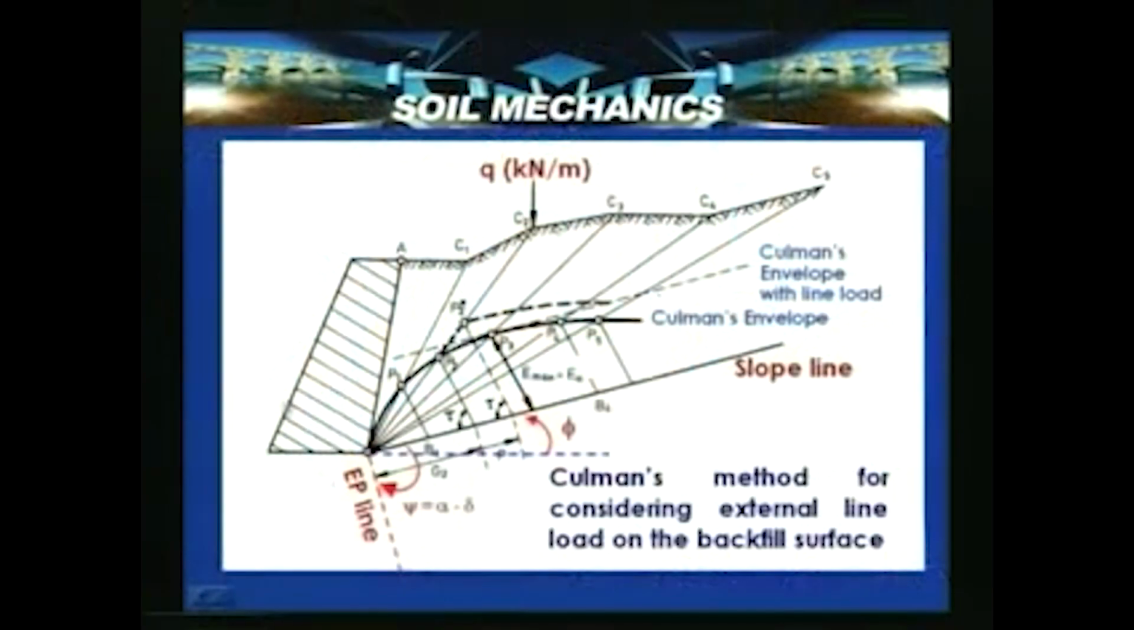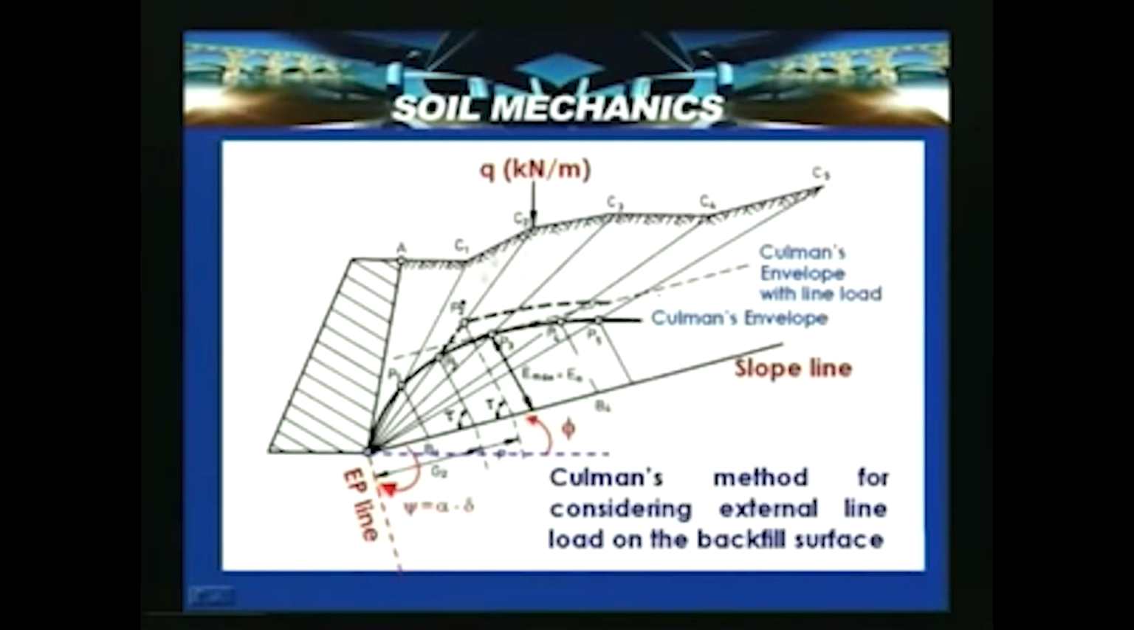This can be adopted for calculating the earth pressure. And here what we need to do is draw the geometry of the wall, whatever wall is there, and this geometry has to be represented, and the ground surface has to be drawn. First the slope line has to be drawn with angle phi above the horizontal, and the earth pressure line has to be drawn, which is psi is equal to alpha minus delta.